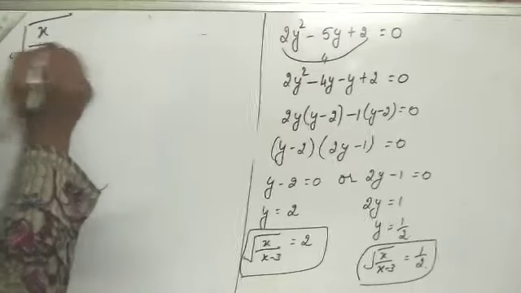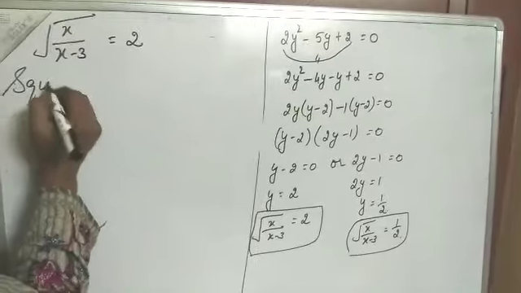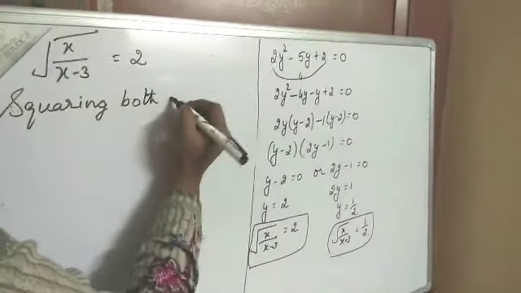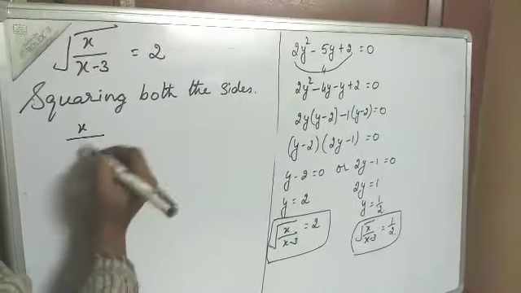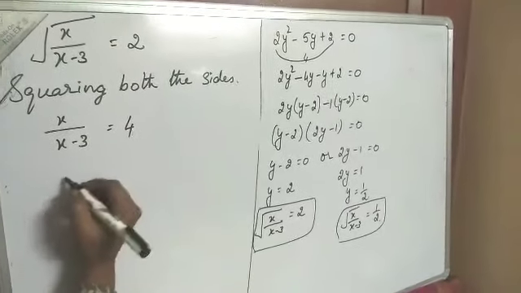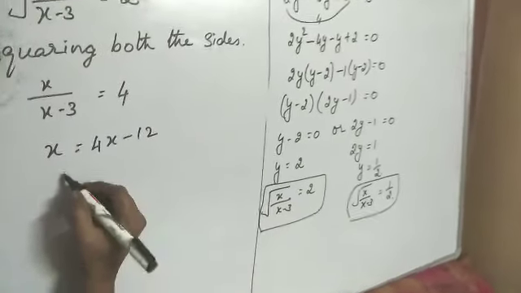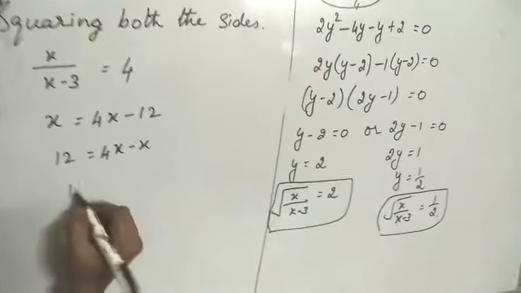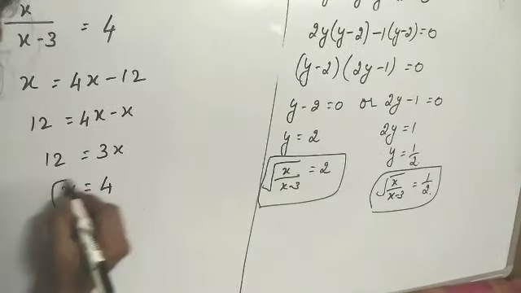Take under root x upon x minus 3 is equal to 2. Squaring both the sides. Okay, so x upon x minus 3 is equal to 4. Cross multiply. X is equal to 4x minus 12. Then 12 is equal to 4x minus x. 12 is equal to 3x. X is equal to 4.